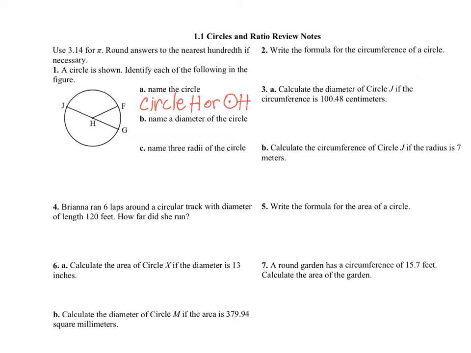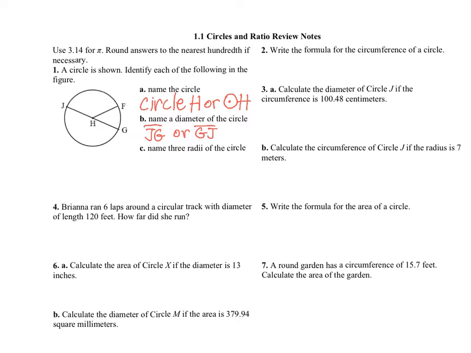letter H. The diameter, there's only one diameter here, and it has to be capital letters, J, G, with a line segment over the top. But your option is that there is no beginning, or neither one of them. The J or the G can come first, that doesn't matter.